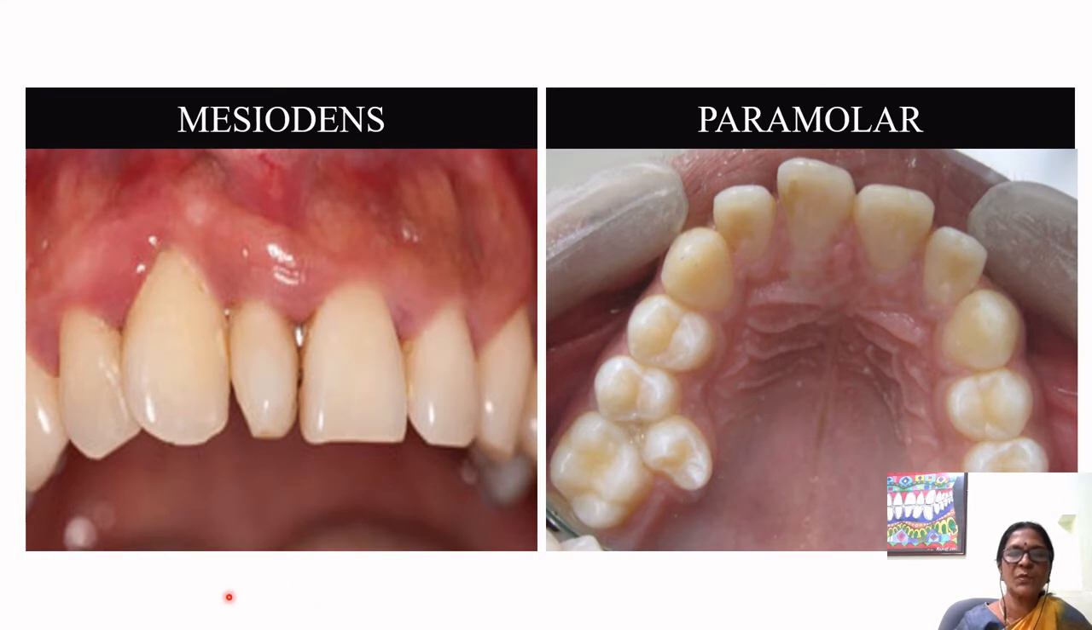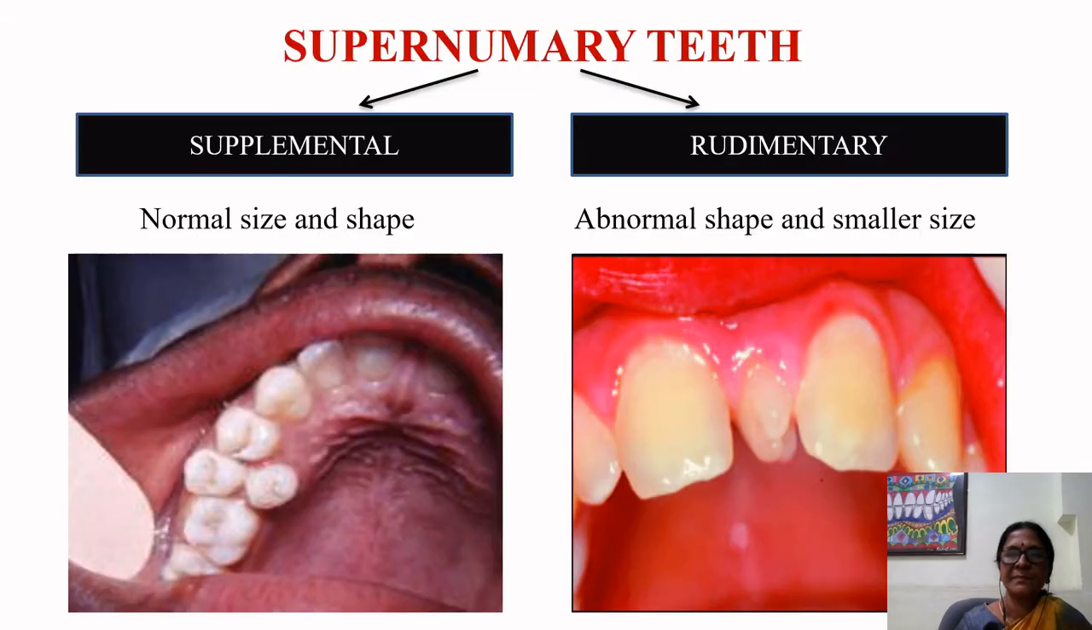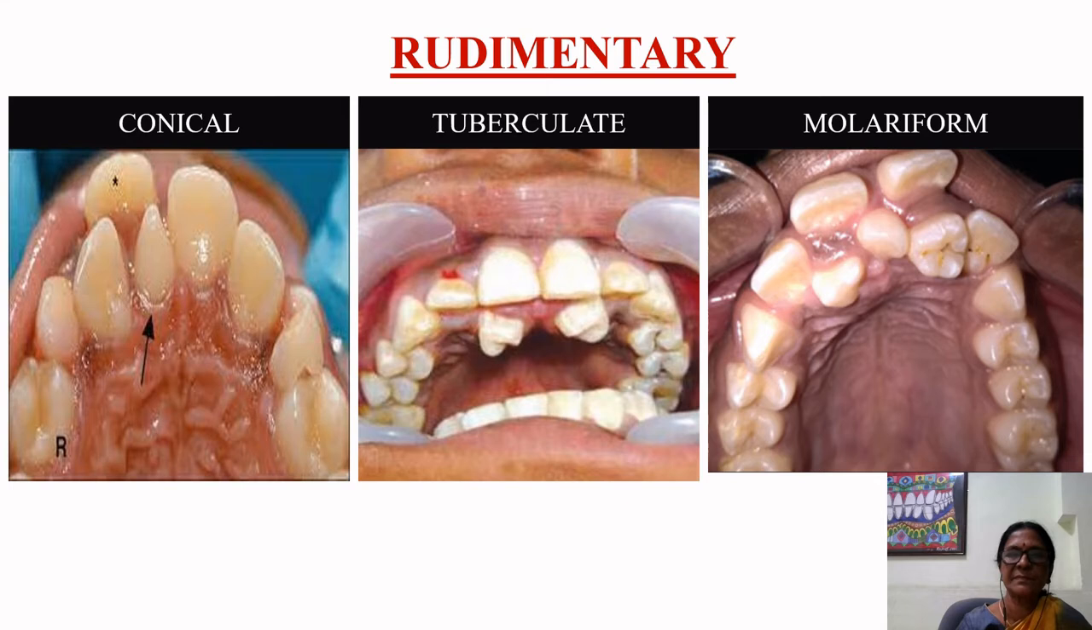The most common supernumerary teeth are the mesiodens and the paramolar. They are also classified as supplemental and rudimentary. When they are supplemental, they are of normal size and shape. When they are rudimentary, they are of abnormal shape and small size. Other rudimentary supernumerary teeth are conical, tuberculate, and then molariform.